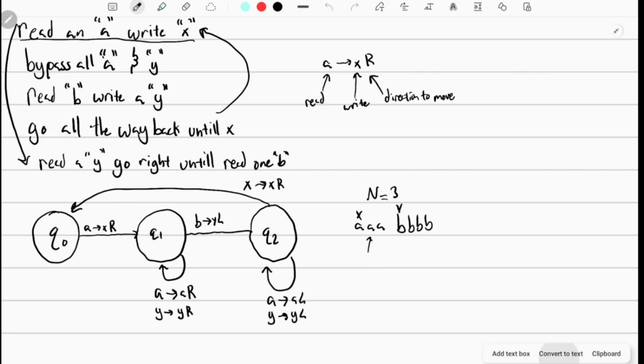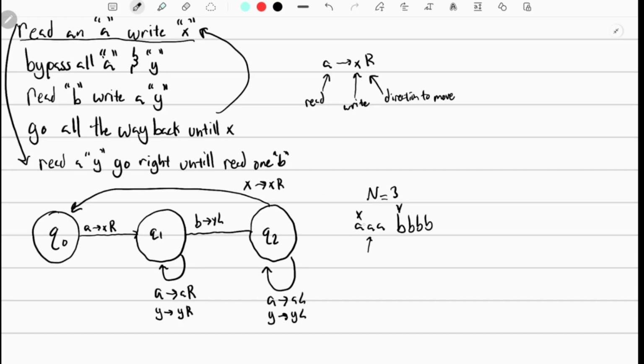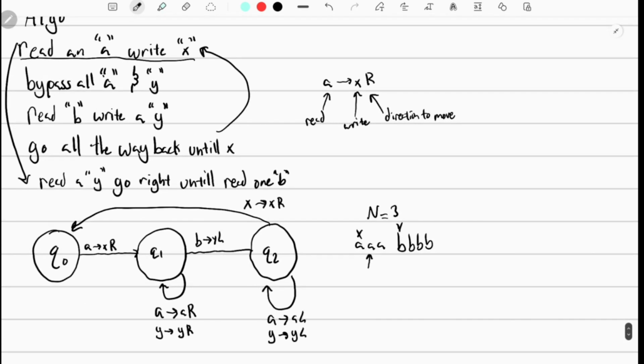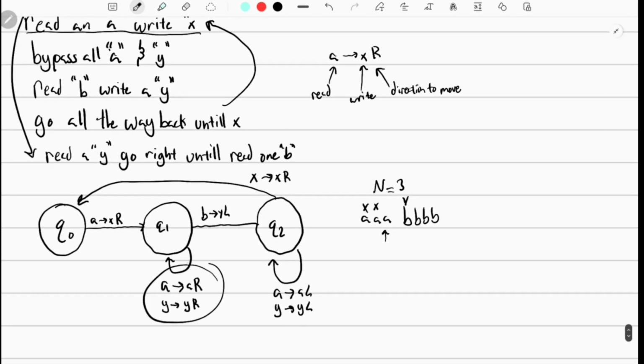We could say read an A, write an X. So we're sitting right here. So we're going to read an A, write an X, move to the right. Our head is right here. But remember, we want to bypass all A's and all Y's. This is why we included the Y part until we hit a B.